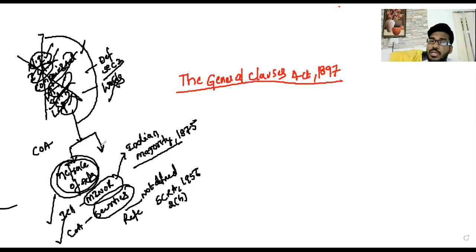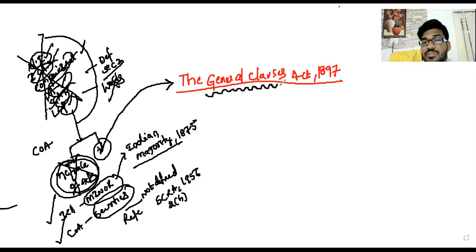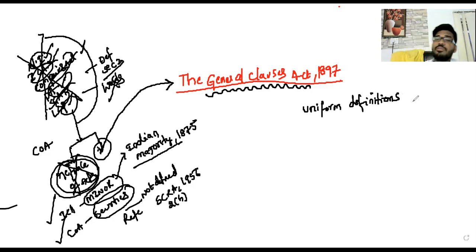One more option: if they do not give a reference to other acts, then in that situation you should follow the General Clauses Act. The definitions in the General Clauses Act are the definitions of those particular words. Like that, what is the need and purpose of this particular act? The purpose is to give uniform definitions.